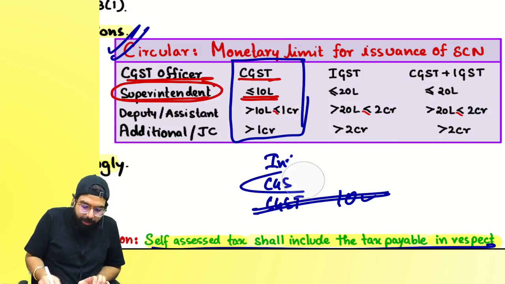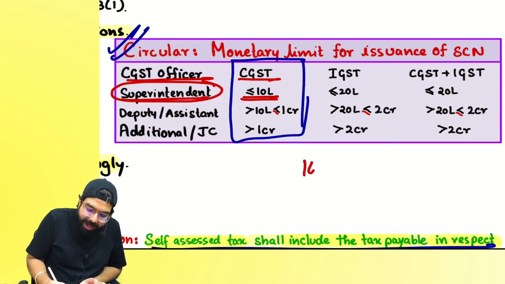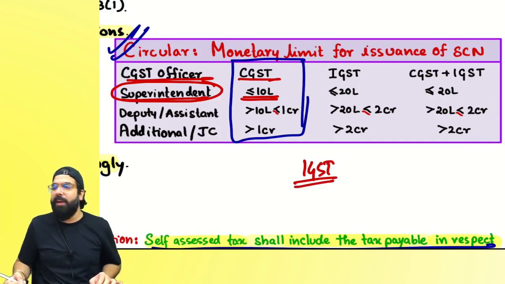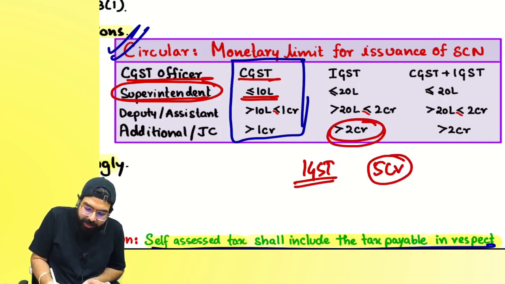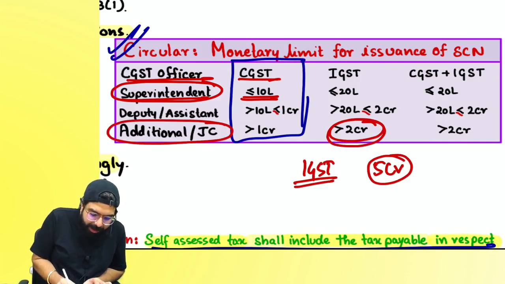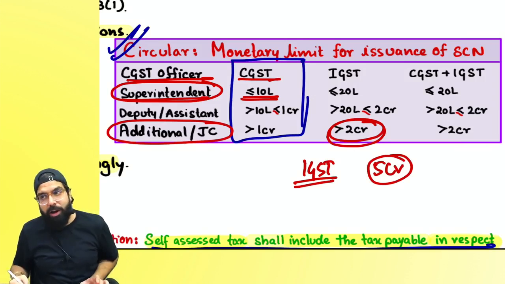Sir, I have done a mistake where I have not paid IGST. An interstate supply mistake has been done. IGST not paid, supposing 5 crore rupees. The amount is greater than 2 crore. So who will give you the demand order and show cause notice? Additional Commissioner or Joint Commissioner.